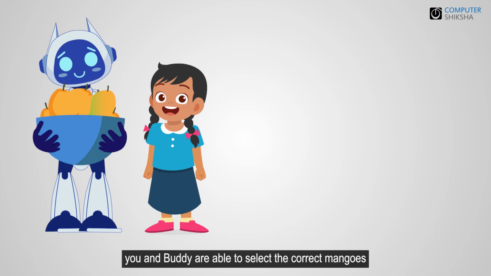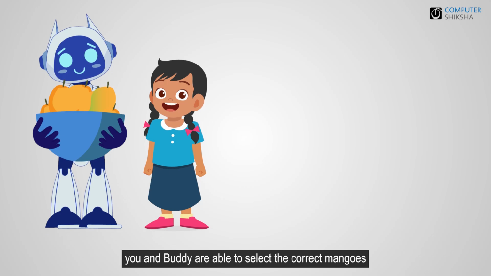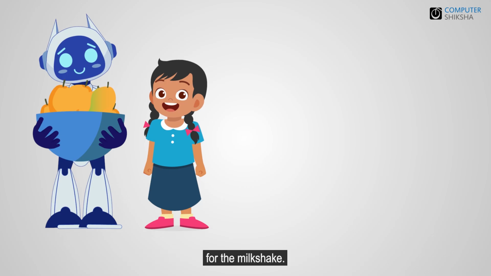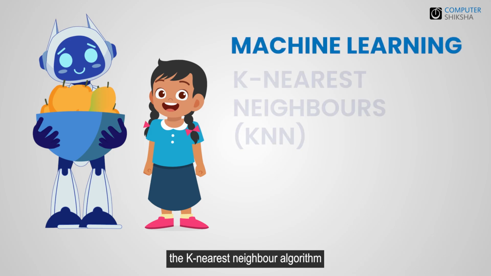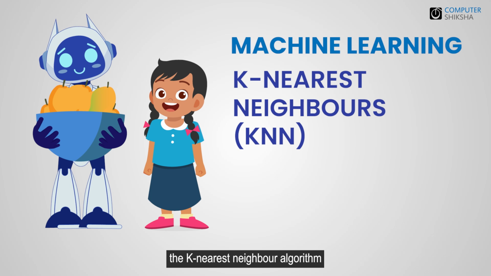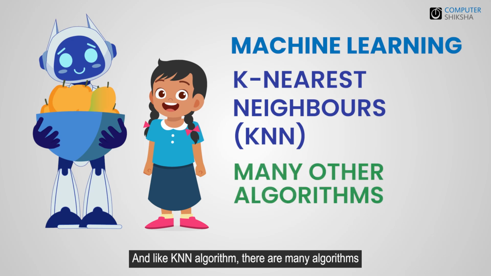This way, you and Buddy are able to select the correct mangoes for the milkshake. And this is how machine learning applies the k-nearest neighbor algorithm for solving certain problems. And like KNN algorithm, there are many algorithms that AI uses to solve a problem.